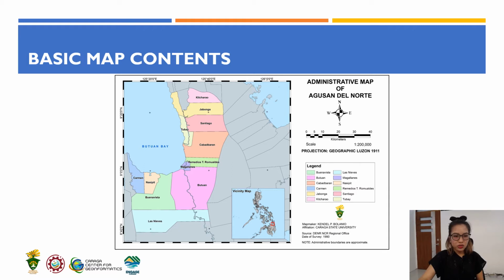Okay? So, on your screen is an example of a map, and its title is Administrative Map of Agusan del Norte. So you have here the north arrow or compass, something like that, the scale bar. Then the scale text, if I'm correct. And then the projection that it used, because there are a lot of projections being used. It depends on the projection of the data you are using or the projection in QGIS itself. But this one is Geographic Luzon 1911.